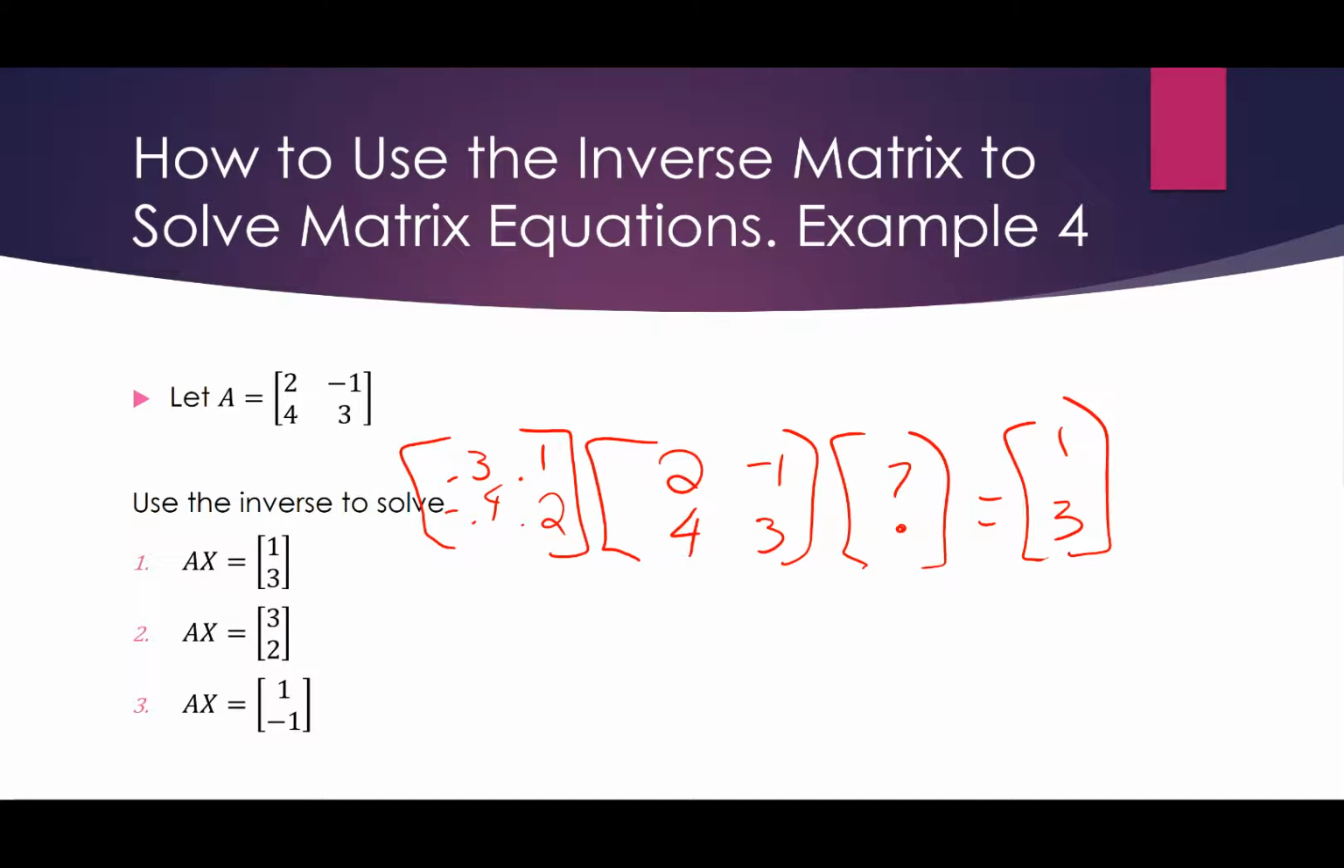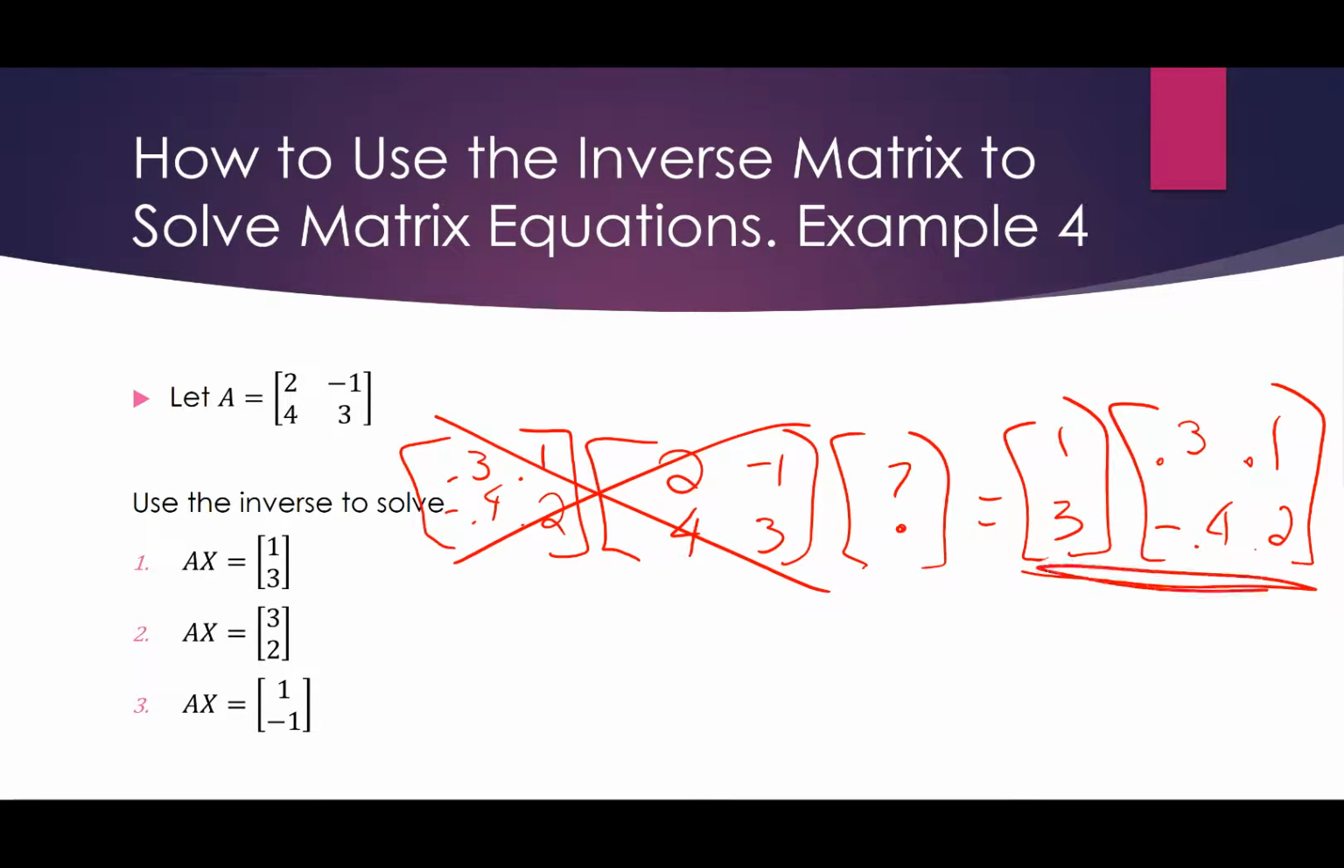That's my inverse matrix. So I'm going to multiply that to the left. It'll essentially cancel that out completely, but I have to multiply that matrix to the right as well. So I have to multiply the 1, 3 matrix by the inverse matrix 0.3, 0.1, -0.4, and 0.2. If I do this, I'll figure out what this matrix is. So let's go back to our calculator.